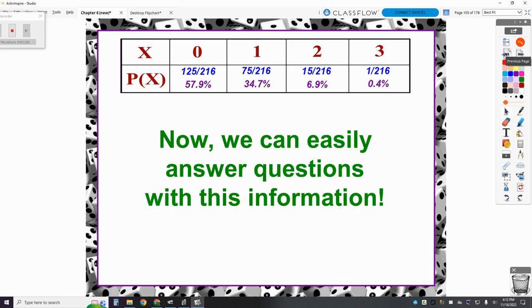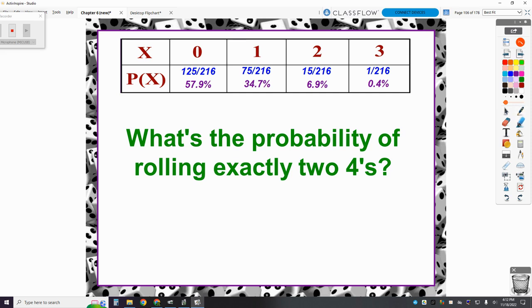Now that we have this probability distribution table, we could answer probability questions like in chapter 5. Like, what's the probability of rolling exactly 2 4s? 15 out of 216, or 6.9%. Check. So easy. Move on.